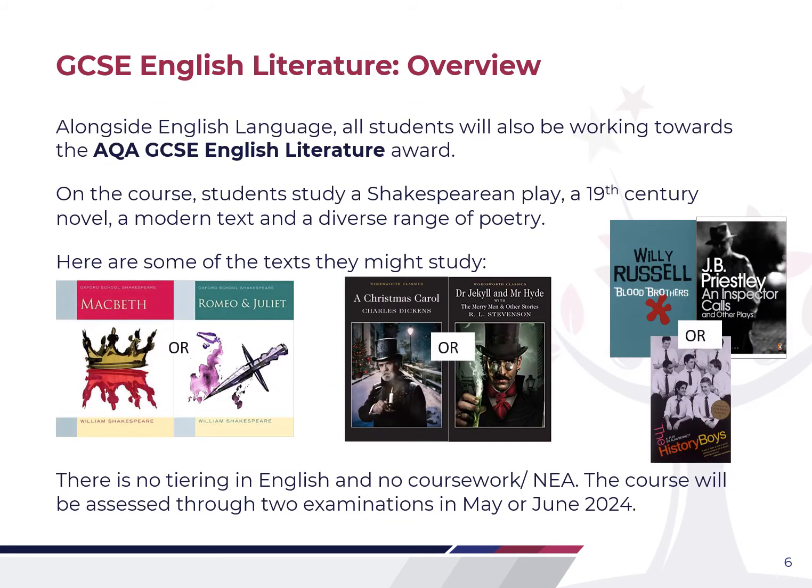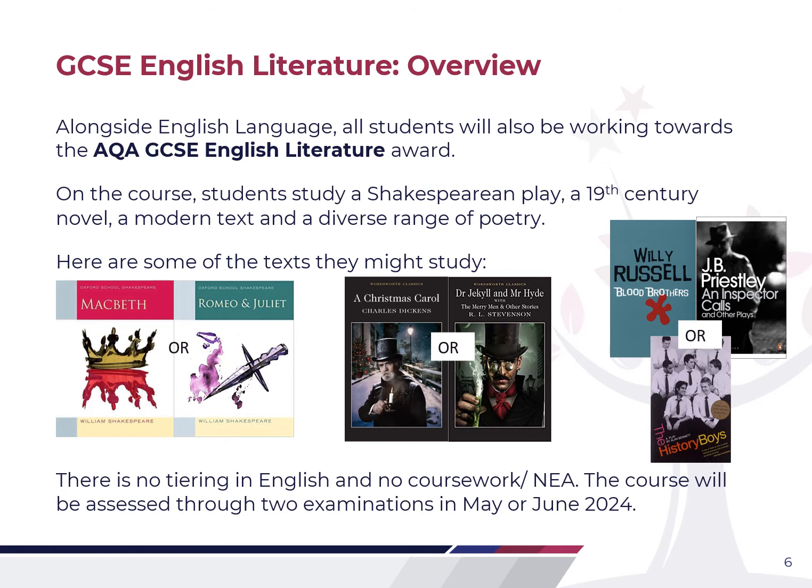Alongside English language, all students will also be working towards the AQA GCSE English Literature Award. On the course, students study a Shakespearean play, a 19th century novel, a modern text, and a wide range of poetry from AQA poetry anthologies. Some of the texts they might study include Macbeth, Romeo and Juliet, A Christmas Carol, Dr. Jekyll and Mr. Hyde, Willy Russell's Blood Brothers, and An Inspector Calls, and the most modern text here is The History Boys. So a combination of those texts will be studied at GCSE.